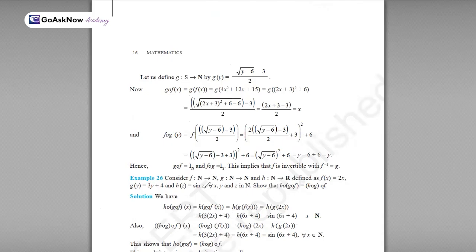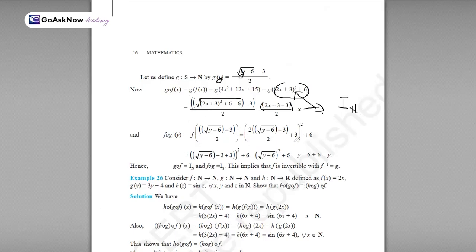So let us define g as a function from S to N by g(y) = (√(y − 6) − 3)/2. So here g(f(x)) is g of f(x), and we put the value of f(x) inside g, and it will come like this: g((2x + 3)² + 6). Now I have to put this into g. So g(y) I have defined like this, and I have to put this total value inside this y. If I put it inside this y, the function will simplify and it will come like x. So it is coming equal to I_N.